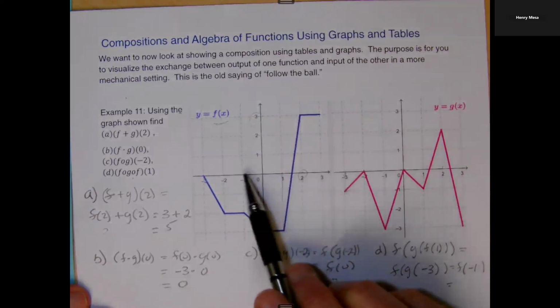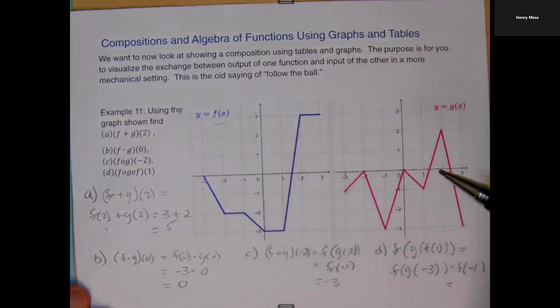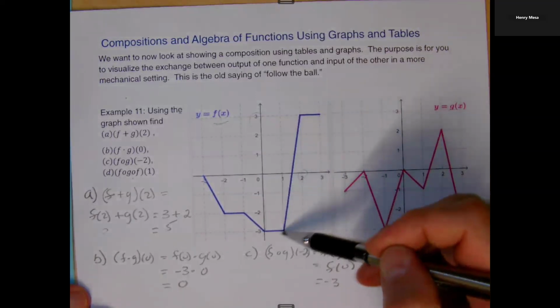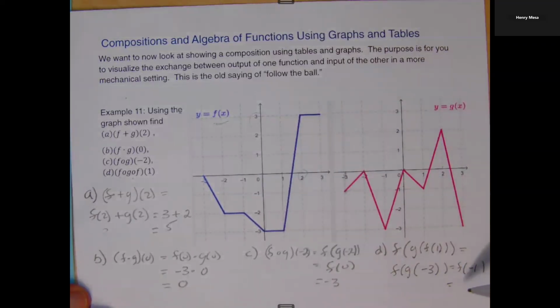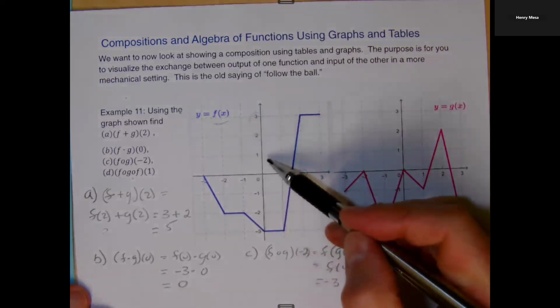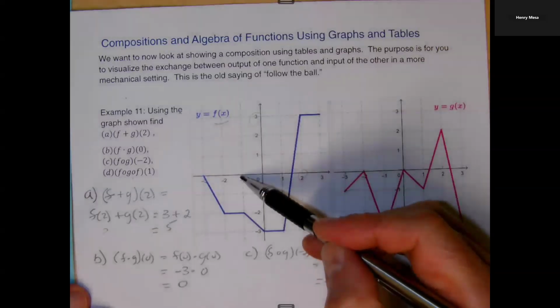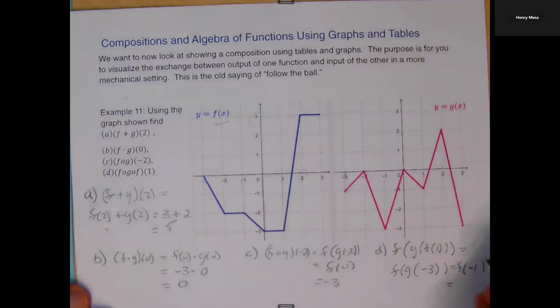Oh, but it's f, so I need to look at the right function. And I want to make sure that I do that right the first time. F of -1, yep, I did. Okay, just making sure I didn't goof up. F of -1 is what? So I come over here, -1, read across, and it's a -2. And there's my result.